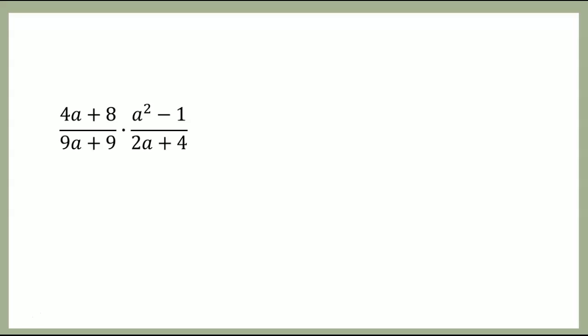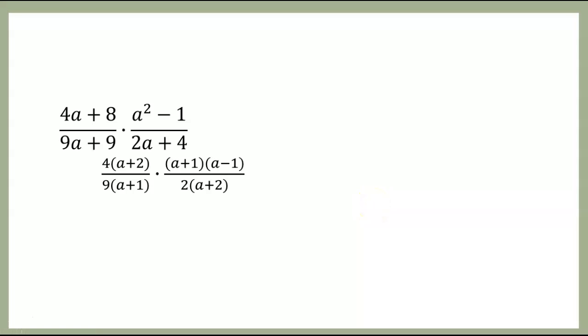Okay, so did you see all the factoring that we can do? 4a plus 8, we can pull out the greatest common factor, which would be 4. So we can pull out a 4 times a plus 2. Down here, we can pull out a common factor of 9 times a plus 1. This a squared minus 1 is a difference of two squares. It's one perfect square minus another. That's a special factoring formula that you need to remember. So that is factored into a plus 1 times a minus 1. And then 2a plus 4, we can pull out a 2. So it's 2 times a plus 2.